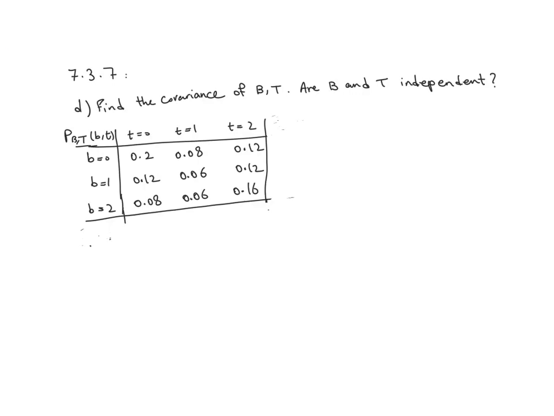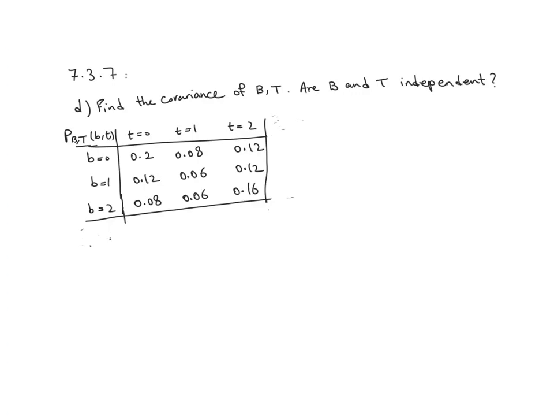Okay, this is the last section of problem 7.3.7. It asks to find the covariance of B and T, and whether B and T are independent or not. We just know that B and T are conditionally independent, but we don't know whether these two random variables are independent or not.